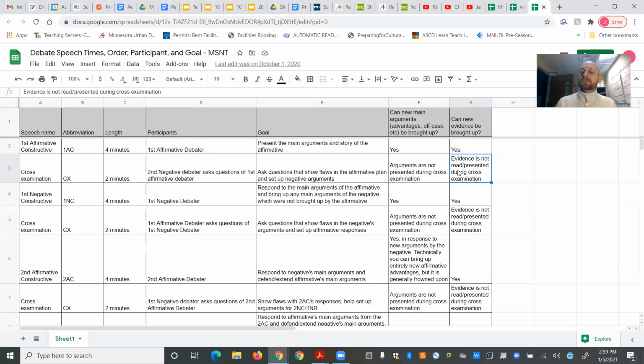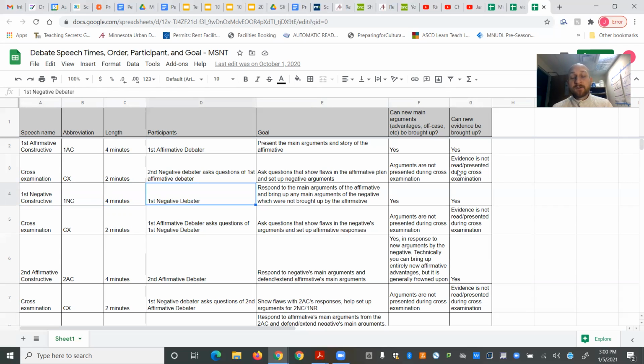And can new evidence be brought up? No, because evidence is not read or presented during cross-examination. So you could ask the other team what their evidence is or what it says, but you can't stand up in cross-ex and read a piece of evidence and then ask, what do you think about that, affirmative team? That's not cross-examination. That's just making an argument and asking a question. So cross-examination is the time where you ask questions of the other team, or if you're being asked questions, you answer them.